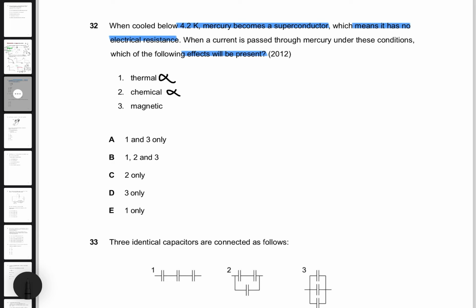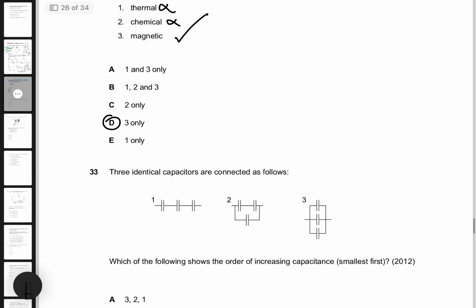And because mercury is a single element, there's no chemical effect either. The only thing that will happen is there will be a magnetic effect, and in fact, there will be a stronger magnetic effect because superconductors actually generate stronger magnetic fields. So the only correct answer is D, 3 only.